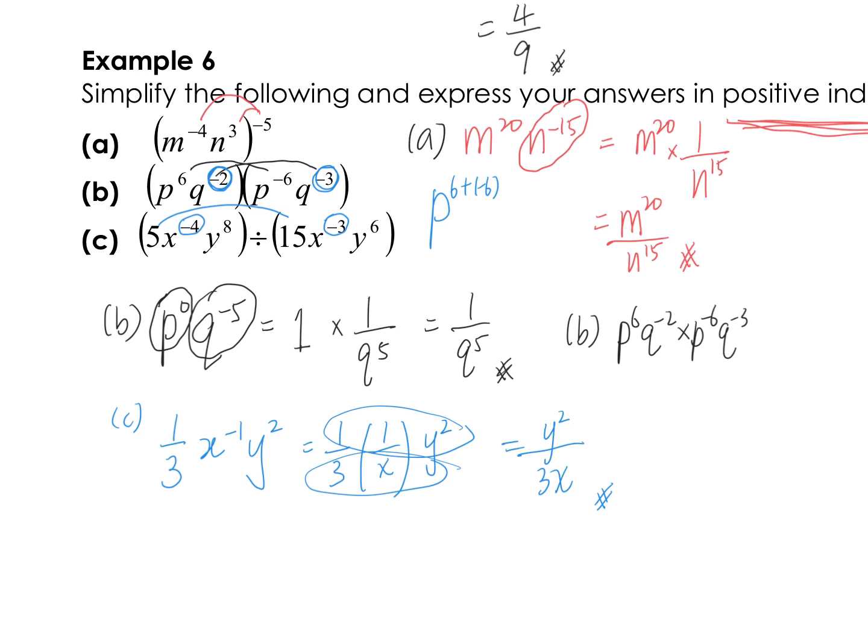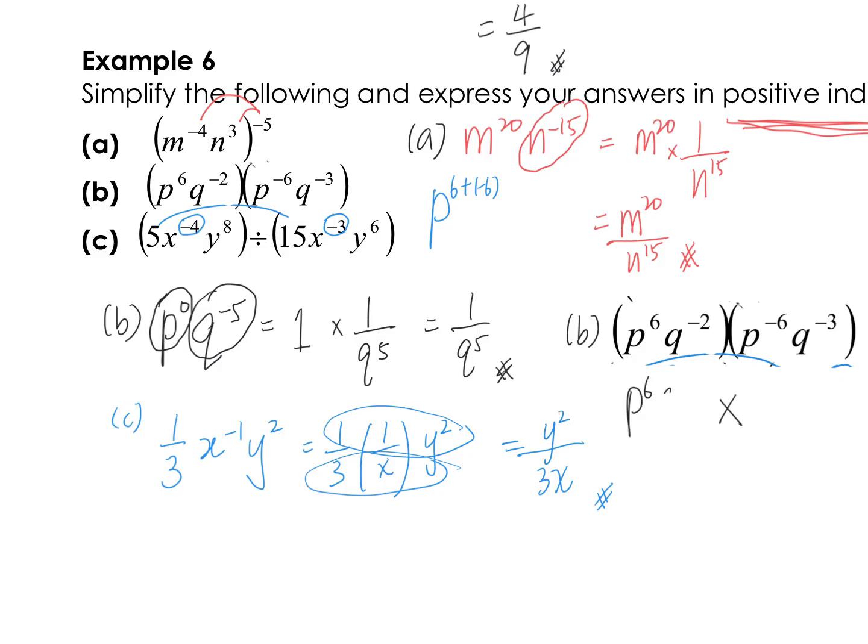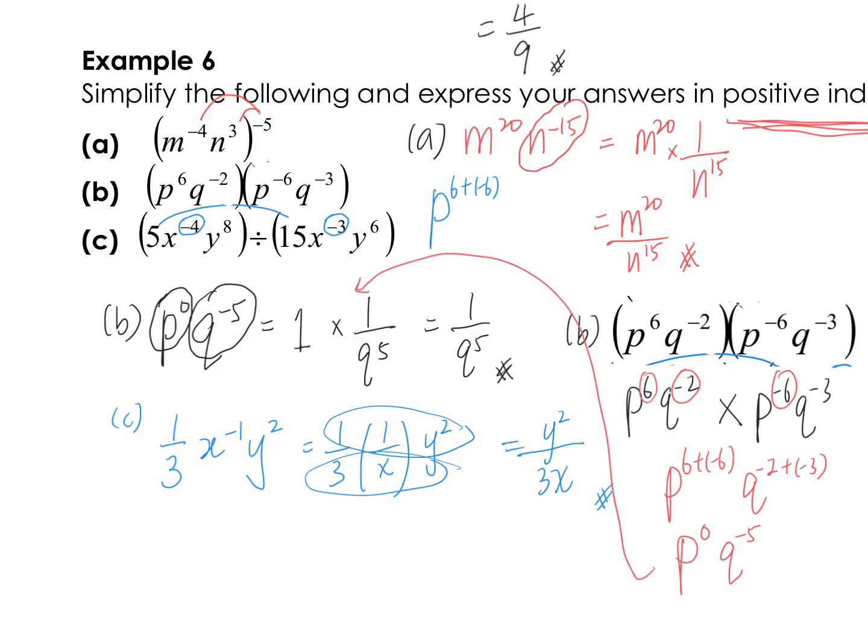Explain B again, Ken. Okay, so let's look at B. This is the example. So this is the question that they gave you. So when they put bracket, I can change it to multiply. So that's the first thing. Okay, next one is, if it's multiply, we basically add up the power. So P is 6 plus -6, and Q is -2 plus -3. So you end up having P^0 and Q^-5. Okay, so that's how you change it to this form and get this.